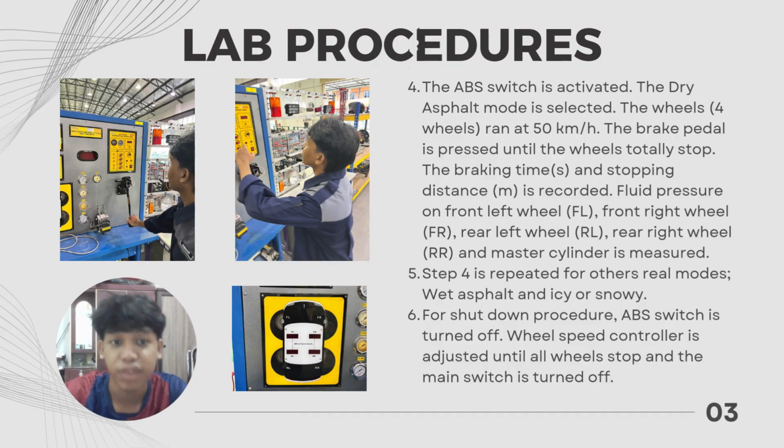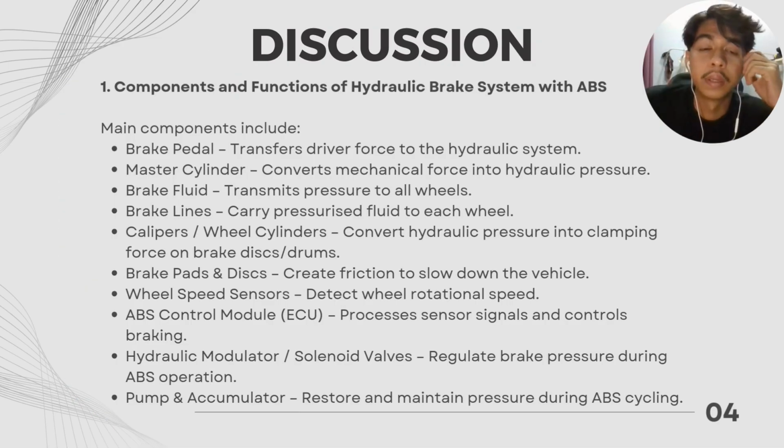And lastly, for shutdown procedure, the ABS switch is turned off. The wheel speed controller is adjusted until all wheels stop and the main switch is turned off. And now we will be talking about the discussion.